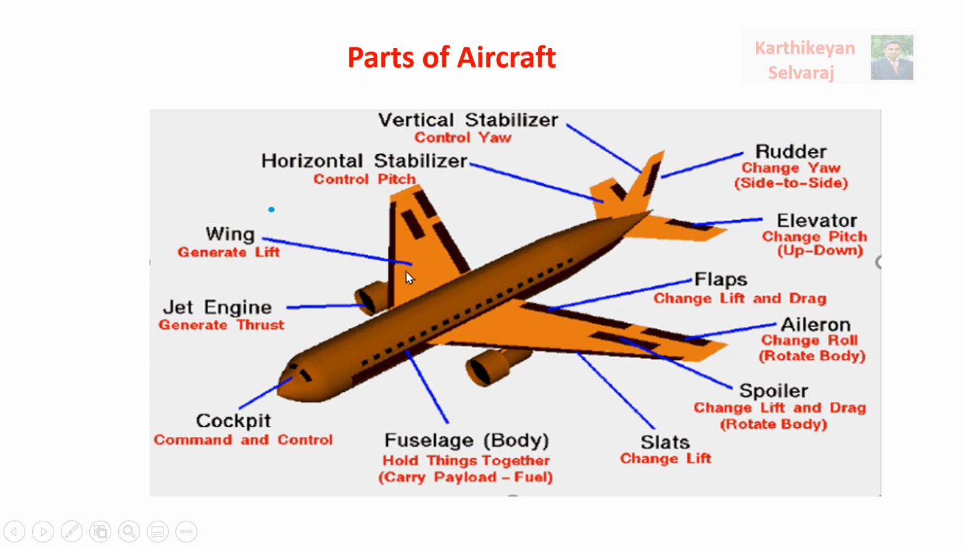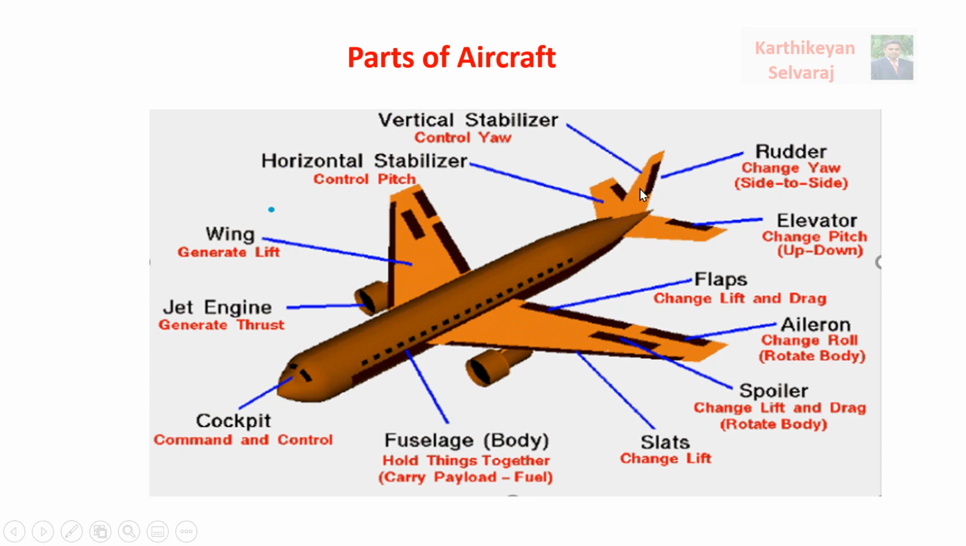So these two wings are called the main wings, because only here the major amount of lift will be produced. And when you come to the tail portion, this one is called the horizontal stabilizer. So these two, the tail wings, are called the horizontal stabilizer, and this one is called the vertical stabilizer.